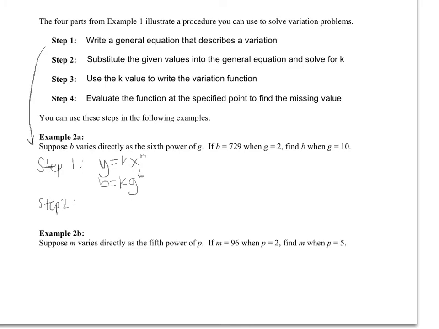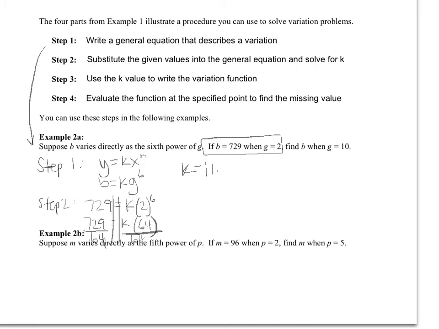Step 2. Substitute the given values into the general equation and solve for k. The given values: b equals 729 when g equals 2. So b is 729 and g is 2. Let's solve for k. 2 to the 6th power, because we have to do that first, is 64. Divide both sides by 64, and you have k equals 11.4. That's all step 2.